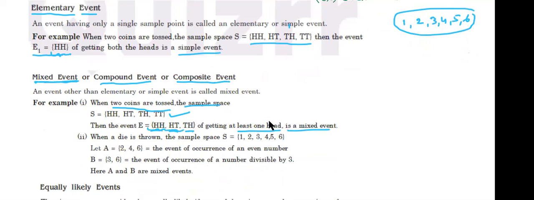Here see that the event has more than one sample point. That means a minimum of two sample points is needed, and more is also fine. Then we say that the event is a mixed event or compound event. If rolling a die, the sample space is 1, 2, 3, 4, 5, 6, and A is equal to 2, 4, 6, the event of occurrence of an even number. How many sample points are there here? 3 sample points. More than one sample point means that the event is said to be a mixed event. Students, all of you understood now?